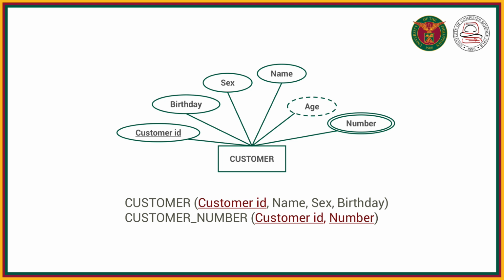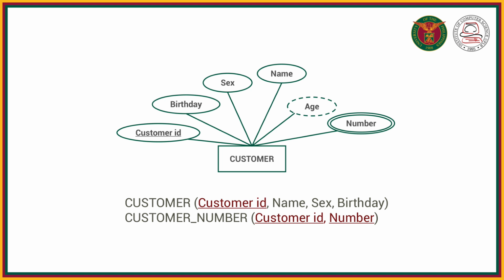So we have our customer and our attributes, meron tayong customer ID which will be our primary key, name, sex, and birthday. And as you may see, hindi pa rin natin in-include yung age na derived attribute, and then hindi rin natin sinama si number, which is a multi-valued attribute. But instead, we created a separate relation. So we have our customer number. Ang attribute na ilalagay natin is number and customer ID. Customer ID which will reference the original relation.